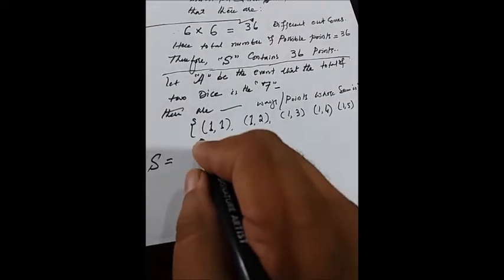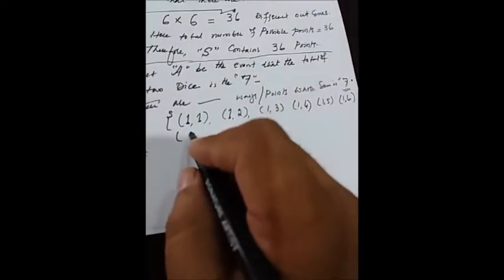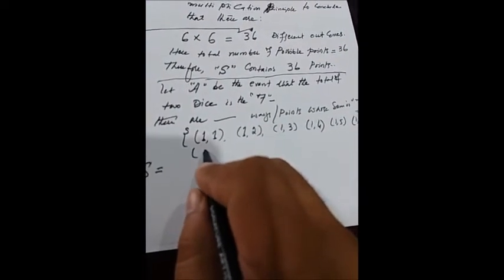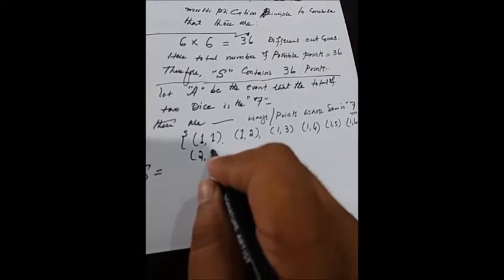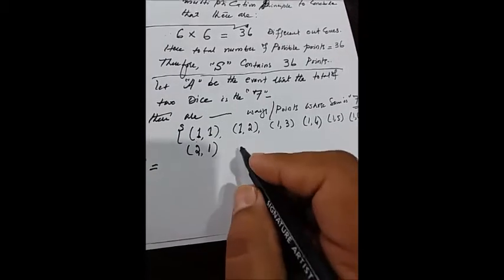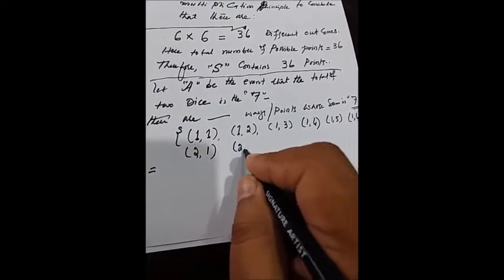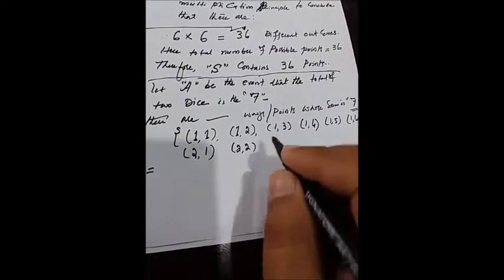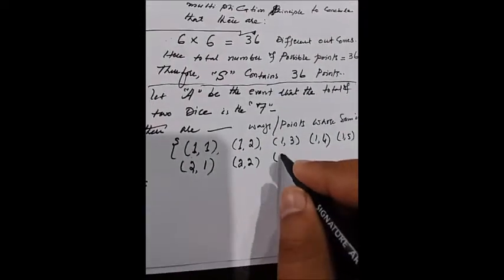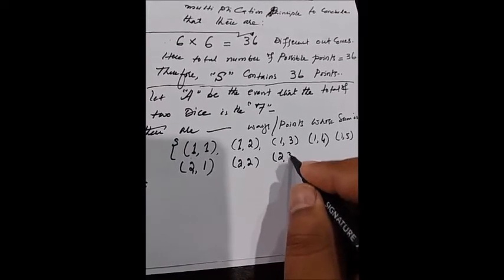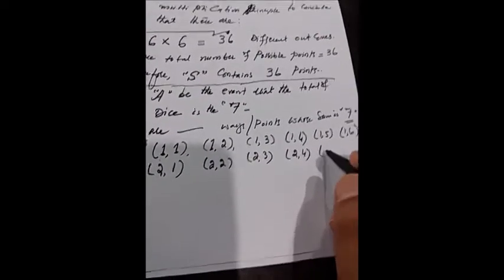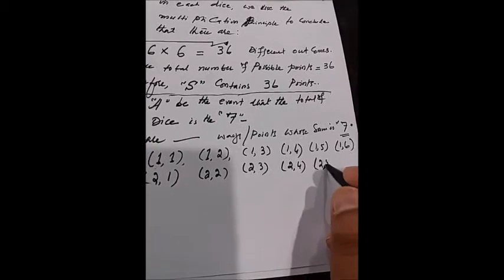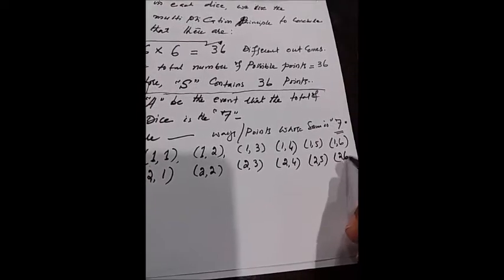Now, is it possible that one die contains 2 and the second die contains 1? Yes. And there is a possibility that one die contains 2 and the second die also contains 2. It may be that one die contains 2 and the second die contains 3, or one die contains 2 and the second die contains 4, and also one die contains 2 and the second die contains 5, and again one die contains 2 and the second die contains 6.